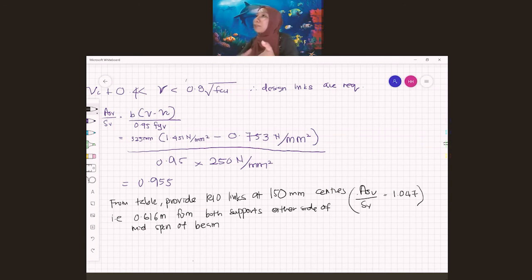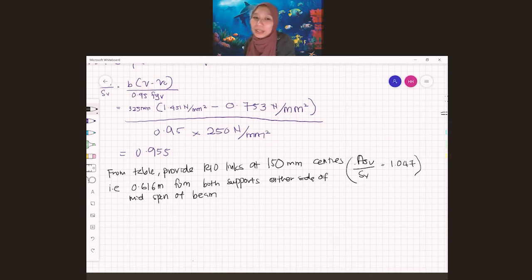maksudnya 0.616 daripada support, okay, daripada support sampai ke mana-mana sampai ke tengah beam tu lah. Okay, dekat both side maksudnya lah. Macam tu. Alright. So we are done. Yay. So kita dah habis design.